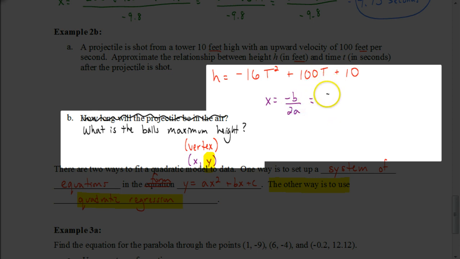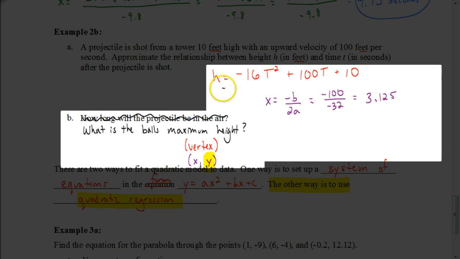So the opposite of b, the opposite of 100, would be negative 100. And 2 times negative 16 is negative 32. Well, if I do that on my calculator, I'm going to get 3.125. Now, they don't ask us what this represents, but what this would represent is that it would take 3.125 seconds for the projectile to reach its maximum height.